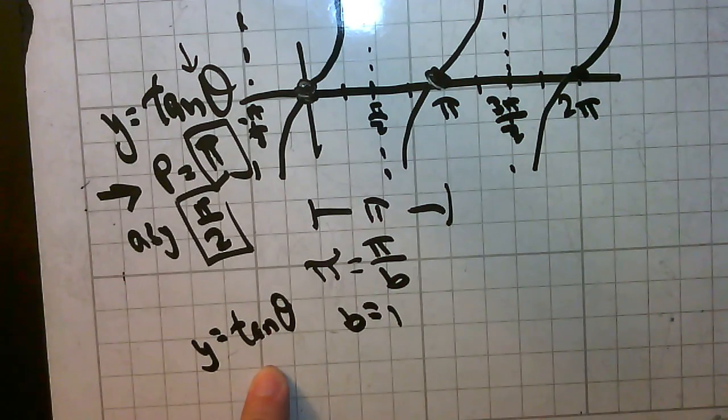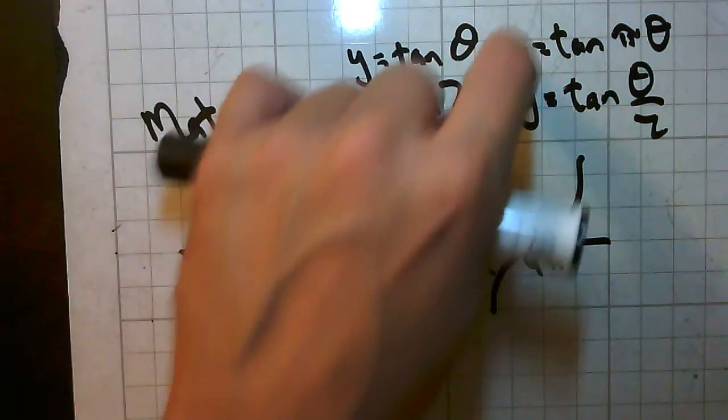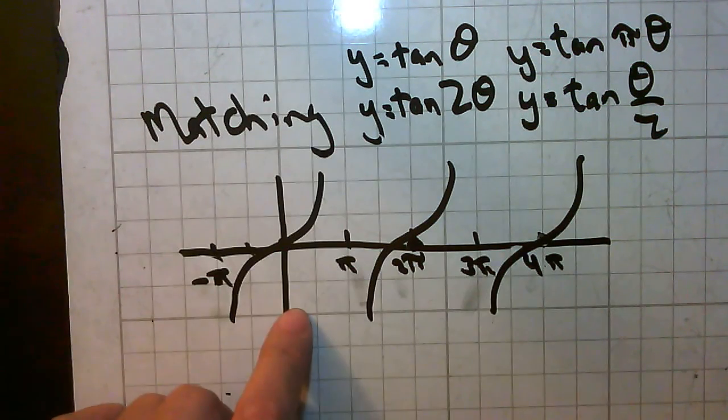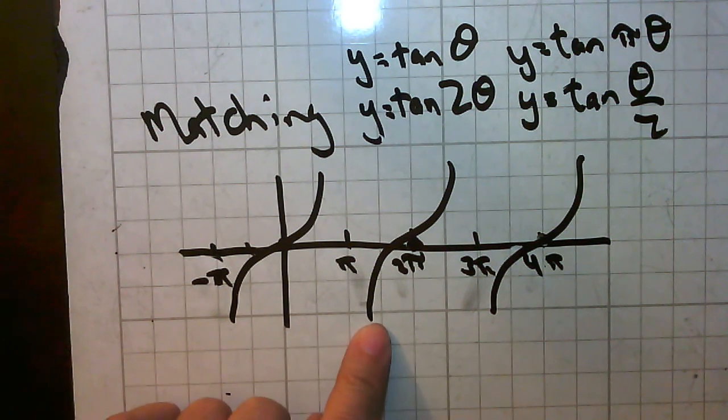So we know in that last example, since b is 1, it's going to be in this form, something tangent theta. Okay, let's do this backwards now. Say we have these 4 as our multiple choices to figure out what our equation is for this graph.